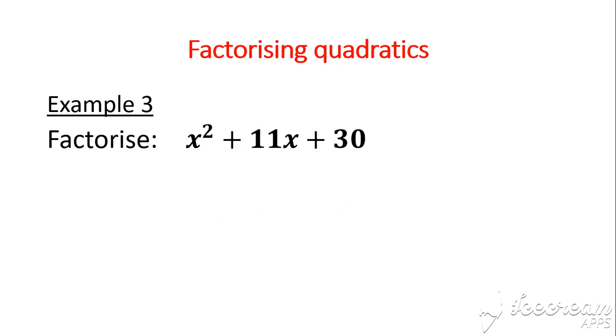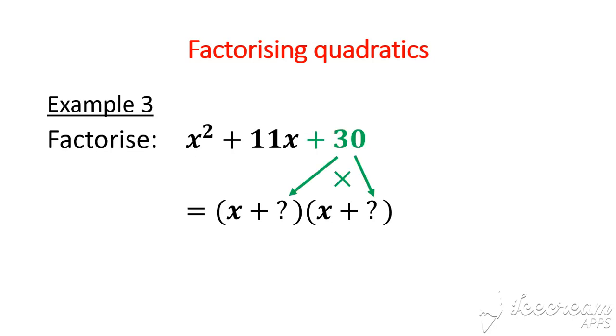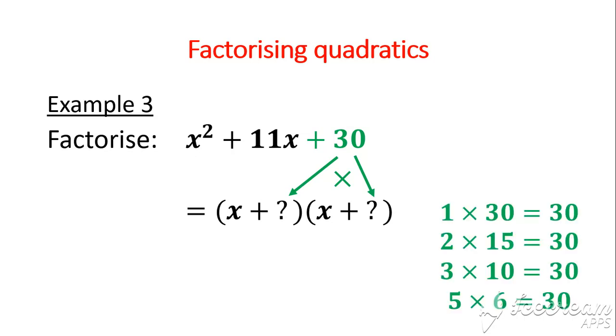All right, let's try another one. X squared plus 11x plus 30. So we're going to have 2 brackets, x plus something and x plus something. Now, the 2 numbers we've got to find multiply to give 30. So here's a whole lot of numbers that multiply to 30. 1 times 30, 2 times 15, 3 times 10, 5 times 6. They're all the factors of 30.